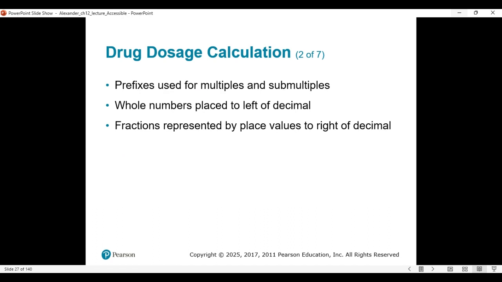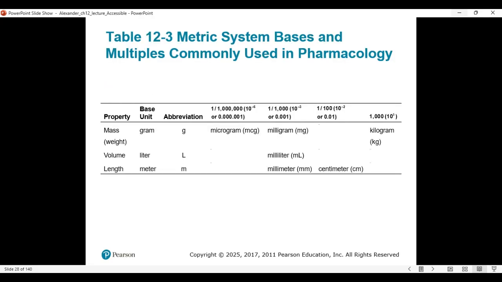Prefixes are used for multiples and submultiples. Whole numbers are placed to the left of a decimal. Fractions are represented by placing the value to the right of the decimal. So, for example, if it's a quarter, it would be 0.25. So that's how we use fractions.